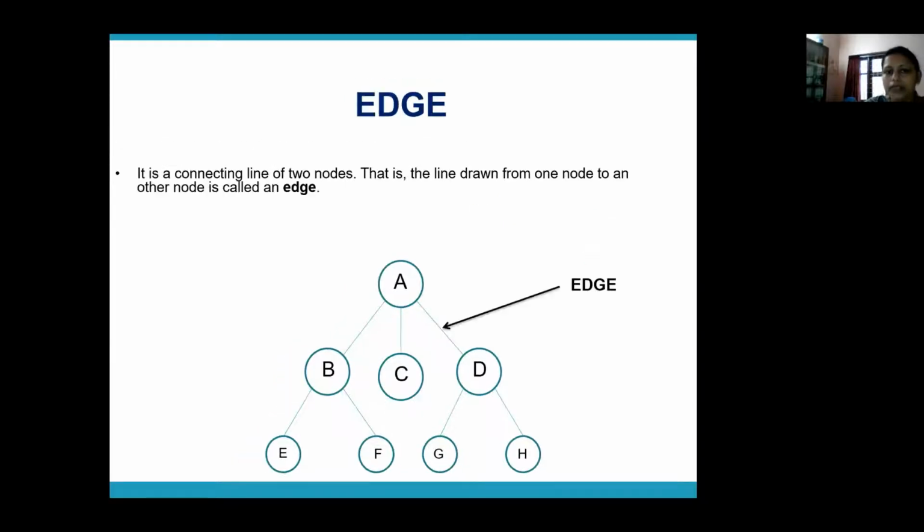These are all simple terms. The next term is edge. So what is an edge? Edge is the connection, the connecting line between two nodes. You can see here there are many edges in this tree. So that's the third term. So root, node and edge we have seen.